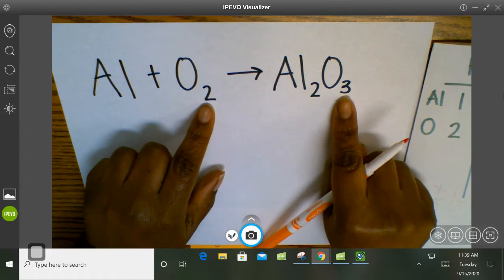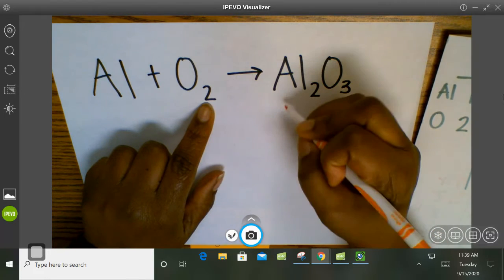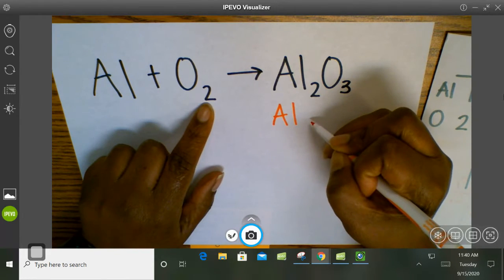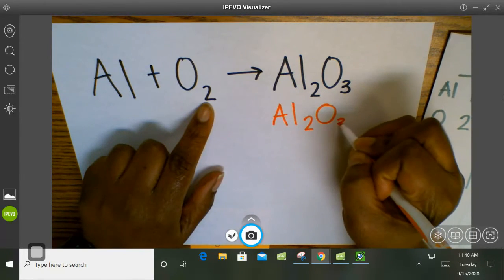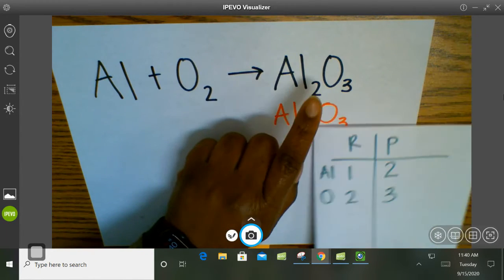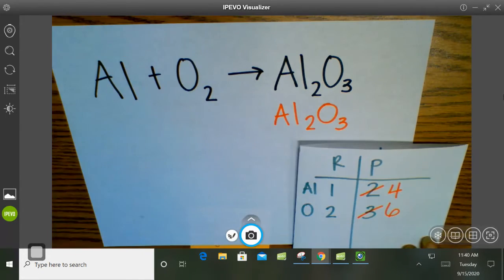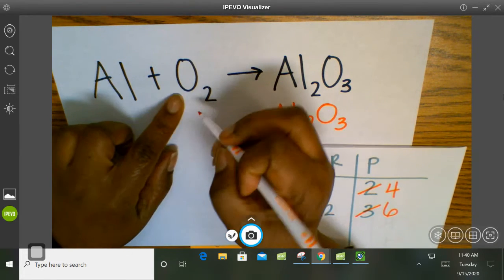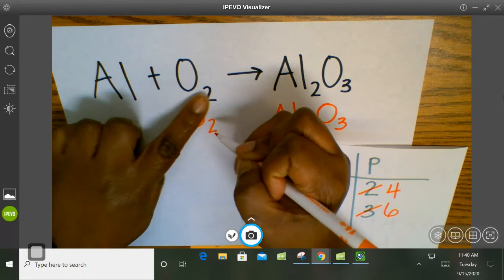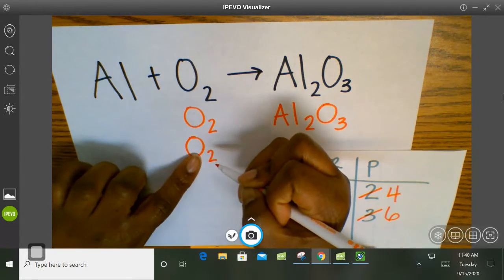But what I can do is pay attention to this 2-3 combo here. And I think to myself, what multiple do those two numbers have in common? And that is 6. Let me show you what I'm talking about. If I add another Al2O3, I now have 6 O's. I have 4 aluminums. If I look at this O2, this is 2 O's. If I add another O2, that's 4 O's. And if I add another O2, that's 6 O's.